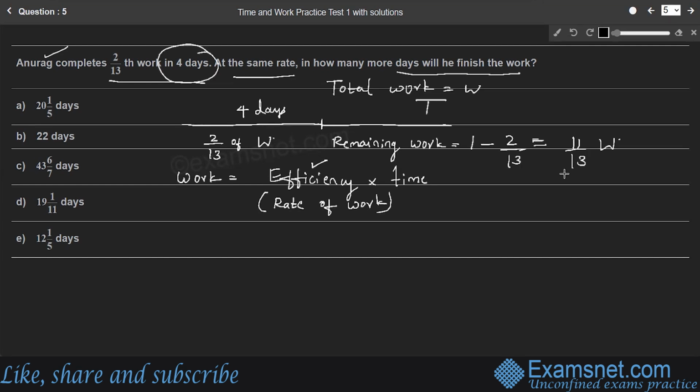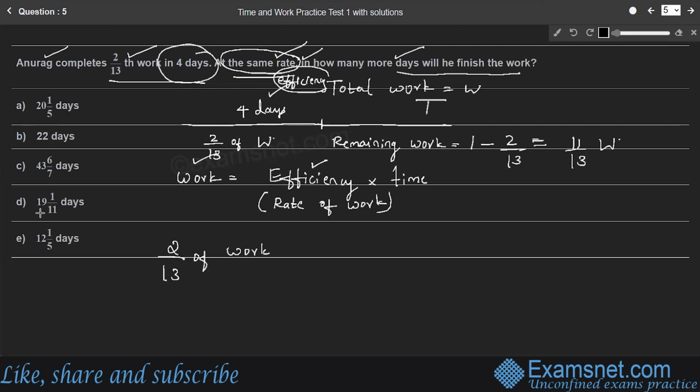In 4 days he completes 2 by 13th of work, and it is given that at the same rate, that means with the same efficiency, he continues to do the work. In how many more days will he finish the remaining work? That's what the question is. The important thing is that at the same rate means with the same efficiency. Let us find the efficiency. In the first 4 days, we'll consider the same concept: work is equal to efficiency into time. So we'll consider 2 by 13th of work.